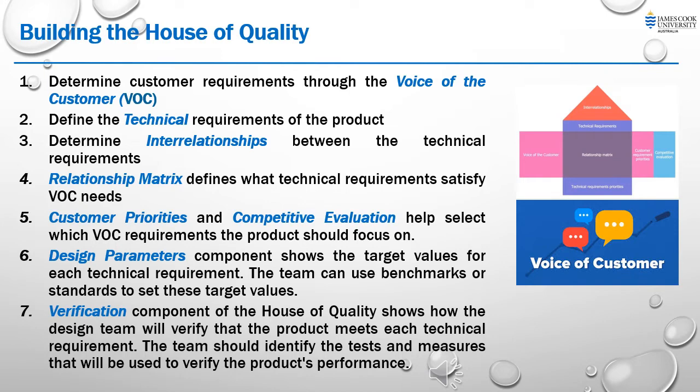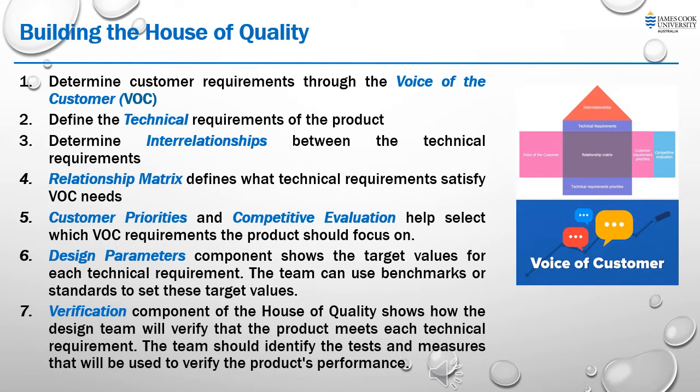Then we have technical requirements. The design team identifies the technical requirements needed to meet each customer need. These technical requirements should be specific, measurable, and achievable. The team should also prioritize the technical requirements based on their importance to the customer.